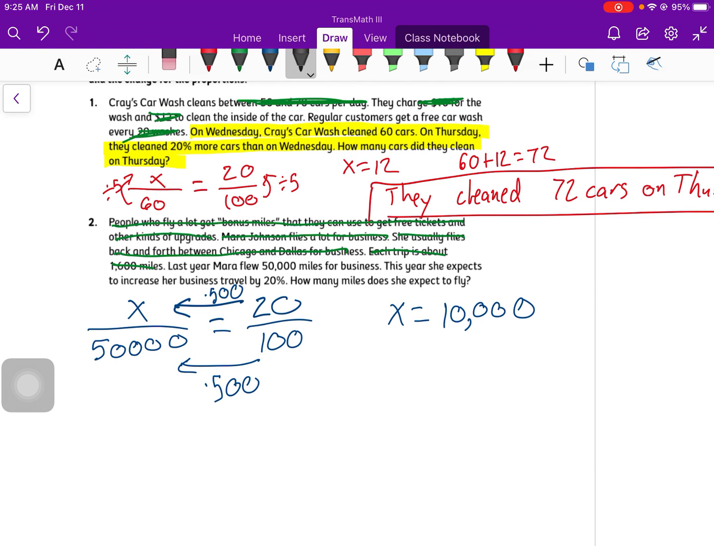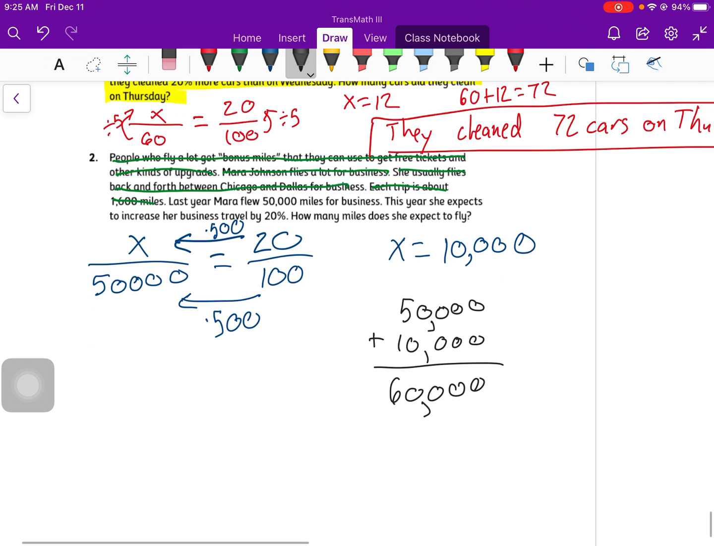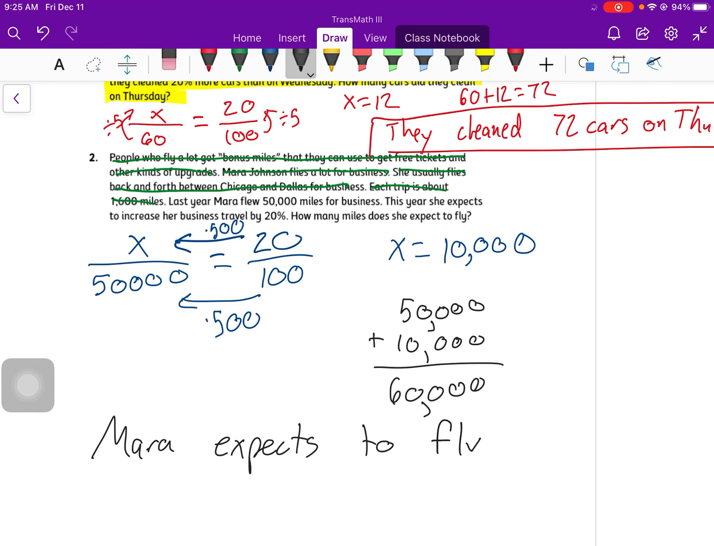So she was at 50,000, and it increased 10,000. That becomes 60,000. So Mara expects to fly 60,000 miles this year.